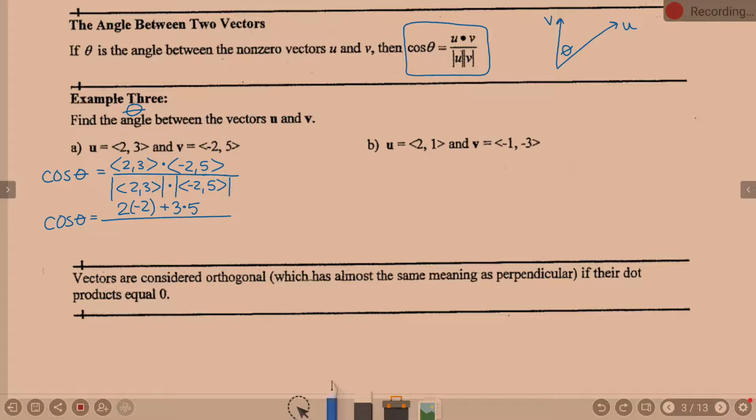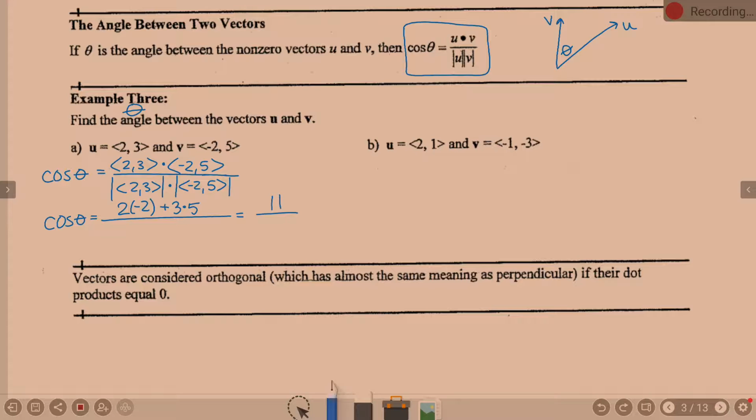And if I go ahead and carry that over, 2 times -2 plus 3 times 5. What is that? -4 plus 15, so that's going to be 11. Okay, so numerator of 11.